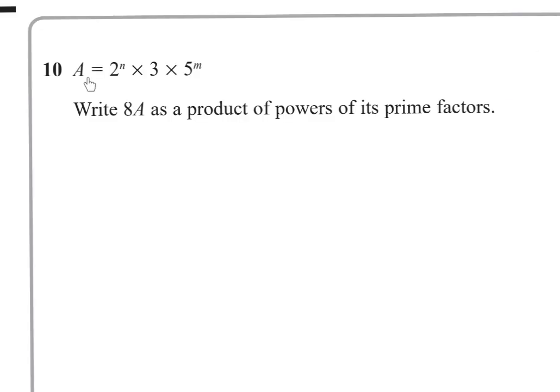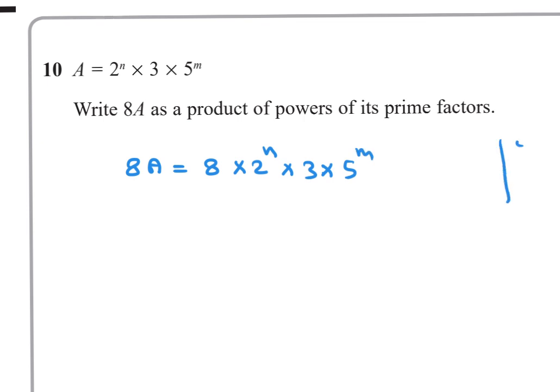Number 10, a equals 2 power n multiplied by 3 multiplied by 5 power m. Write 8a as a product of powers of its prime factors. 8a equals 8 times 2 power n multiplied by 3 multiplied by 5 power m.